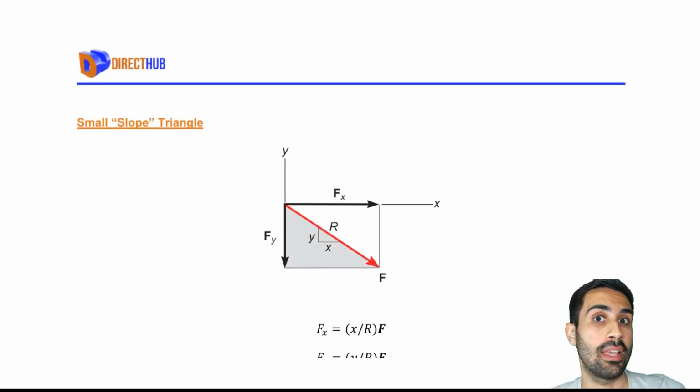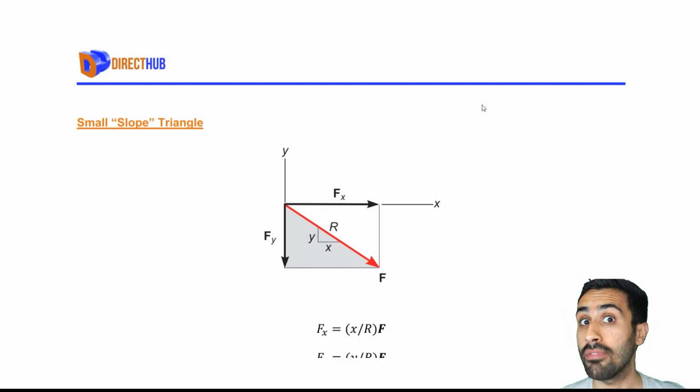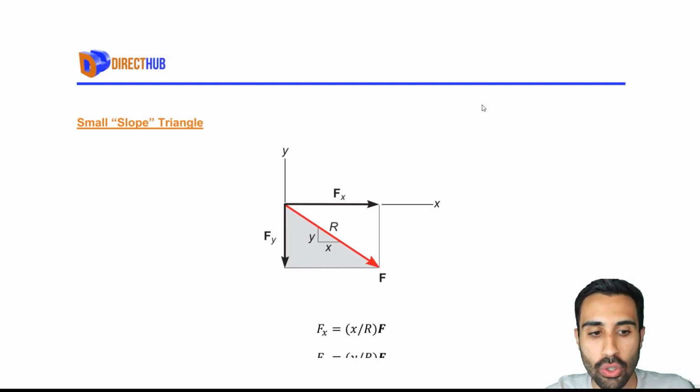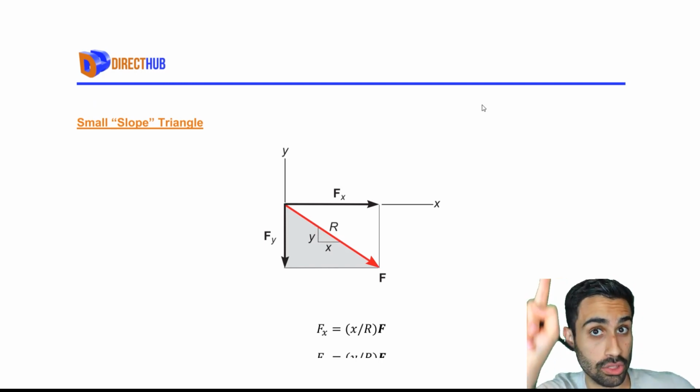Now, what if the angle theta is not known? It's not given. Rather, we're dealing with small slope triangles. Or maybe even we get our own small slope triangles based on the shape of the truss, or the certain dimensions that we're given. We can get these small slope triangles as well. And we can get the angle too. So for small slope triangles, it's going to be given in a form like this. They'll probably show you a triangle next to the force.